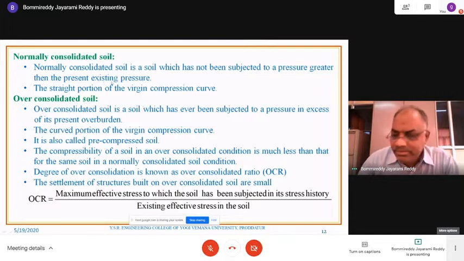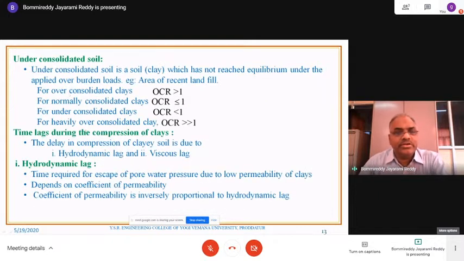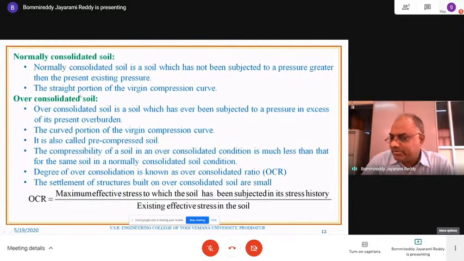Next, there are three different types of soils. One is normally consolidated soil, another may be consolidated over, so it is called over consolidated soil, and another one is under consolidated soil. So these are the three different types of soils in which consolidation takes place. So what is normally consolidated soil? Normally consolidated soil is a soil which has never been subjected to a pressure greater than the present existing pressure.